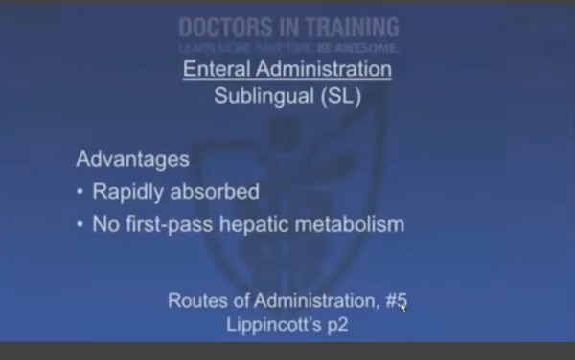Drugs are rapidly absorbed, which is a good factor of sublingual administration. There's no first-pass metabolism because we're not going to the hepatic portal circulation. We're going directly into systemic circulation.